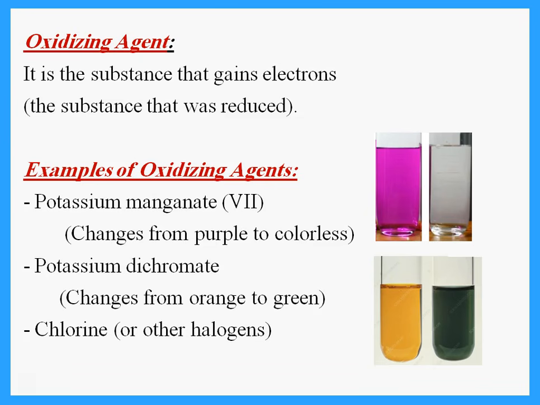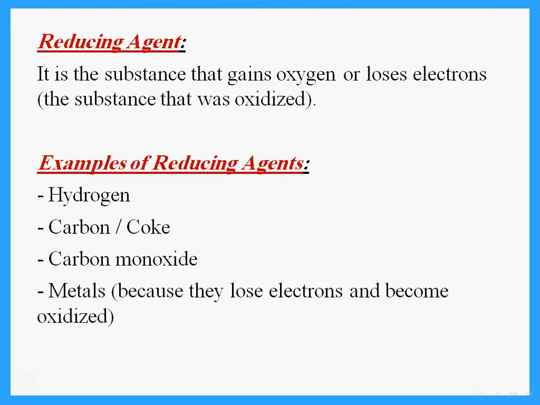Another example of oxidizing agents is halogens, because halogens usually tend to gain electrons, and that means they cause whatever they're reacting with to become oxidized, so they are oxidizing. A reducing agent, as we said, is the substance that was oxidized. If asked to give examples of reducing agents, we said we can react something with hydrogen, which will reduce it, or carbon monoxide, or metals, because metals tend to lose electrons, so they give electrons to what is reacting with them, causing that substance to be reduced, so they act as reducing agents.